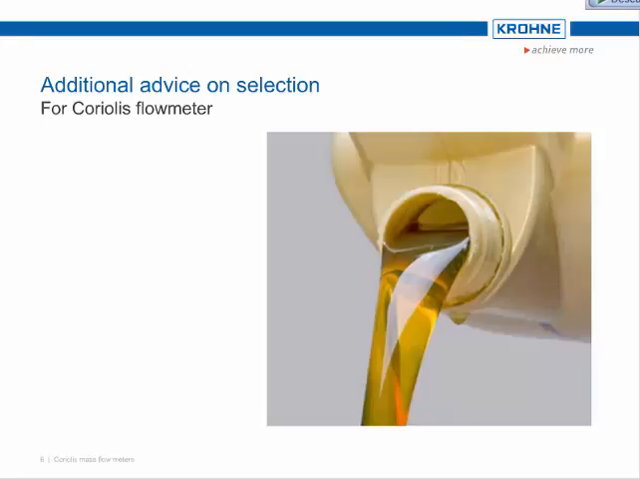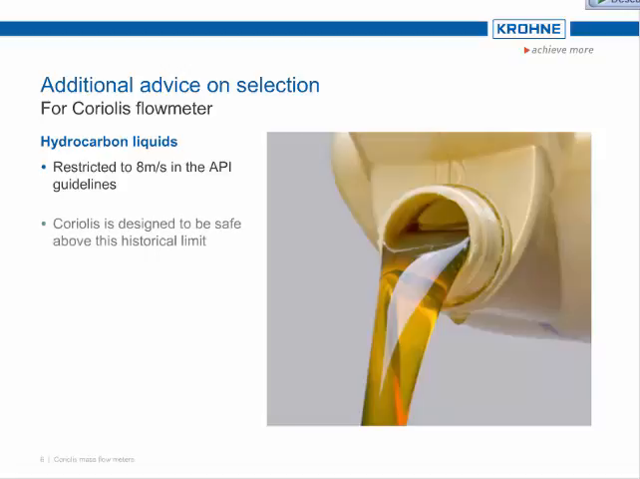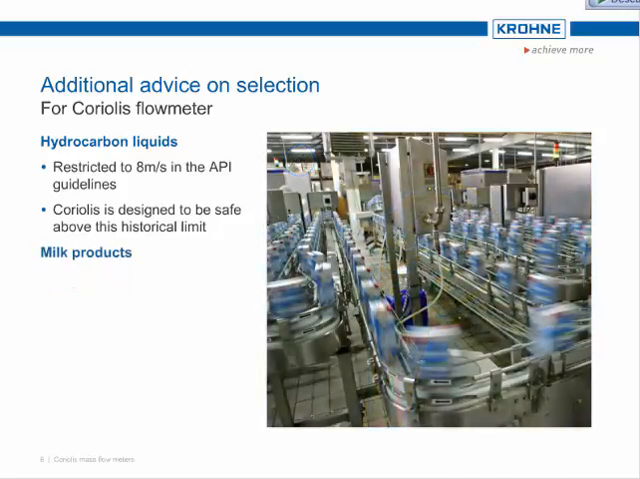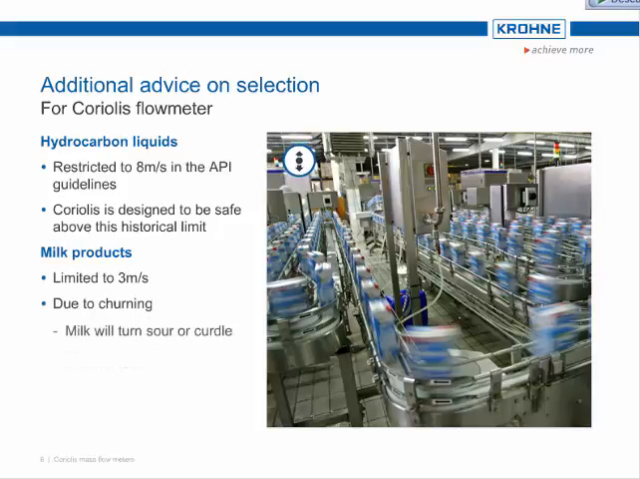Fluids can also have process restrictions. Hydrocarbon liquids are often restricted to below 8 meters per second in the API guidelines. However, Coriolis mass flow meters are designed to be safe above this historical flow rate. Also, milk products are limited to below 3 meters per second due to churning, which can cause milk to turn sour or curdle.